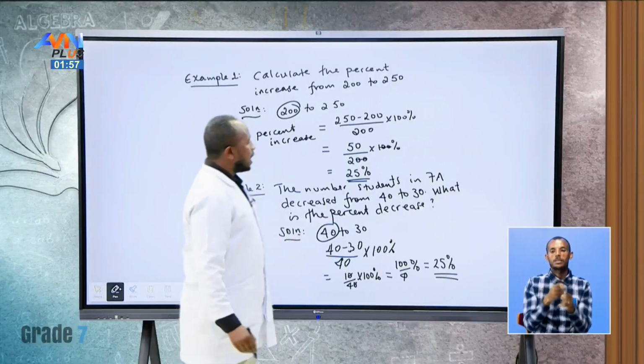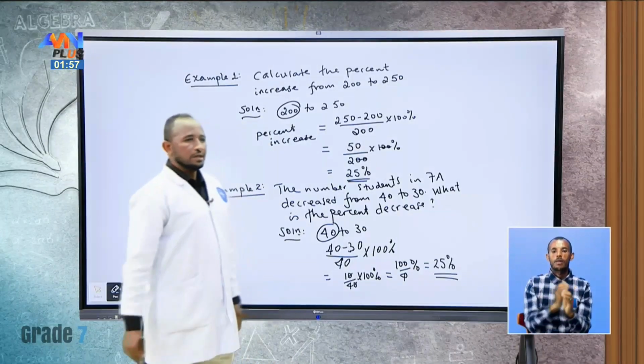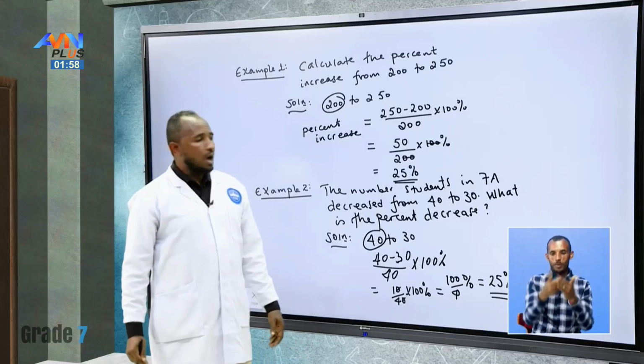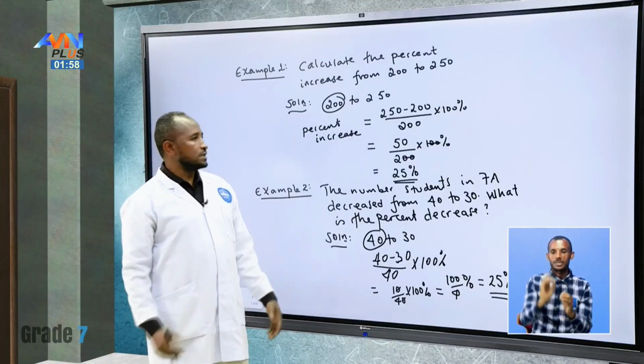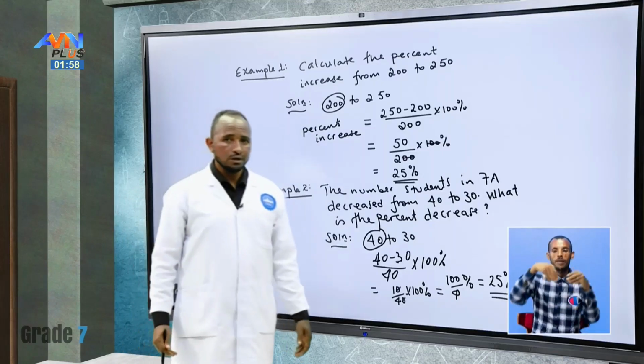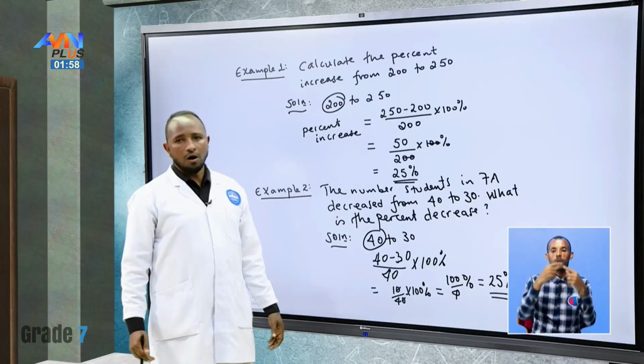So this is how to calculate percent increase and percent decrease. So this is all about how to calculate percent increase, decrease, and calculating base rate and percentage. So I'll give you questions that you'll try at home.